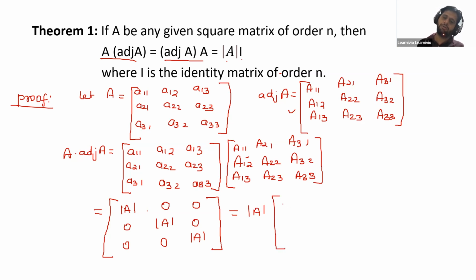So we will get what? 1 0 0, 0 1 0, 0 0 1. Okay, and we know that this is what? This is determinant of A into I. So this is the proof of this theorem.